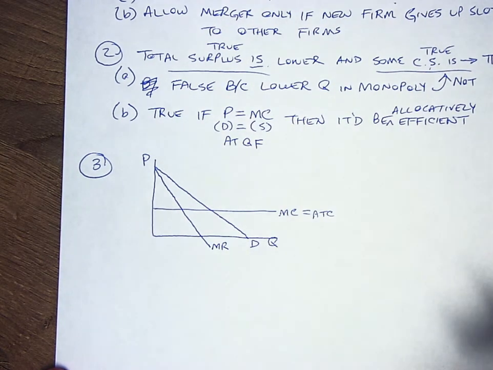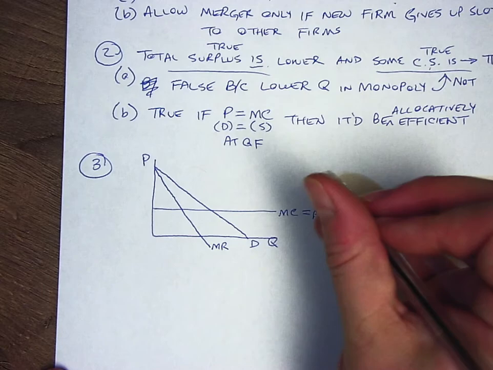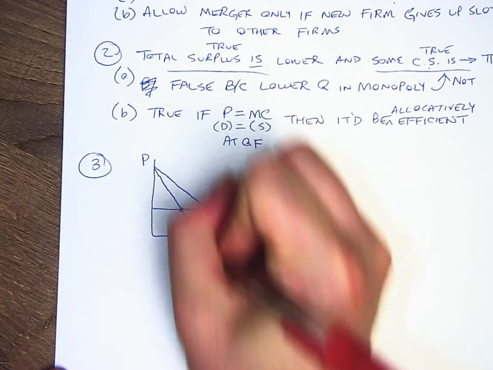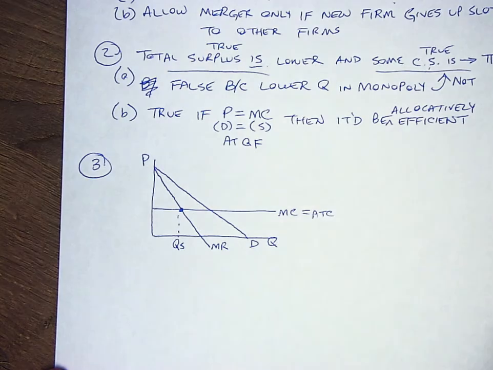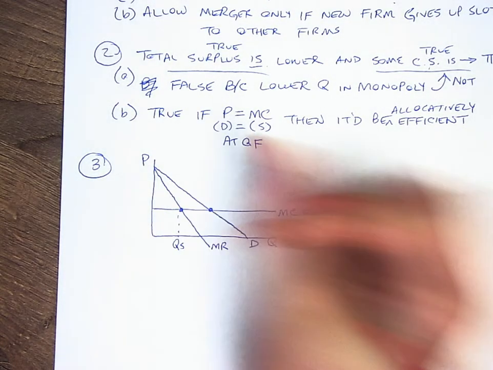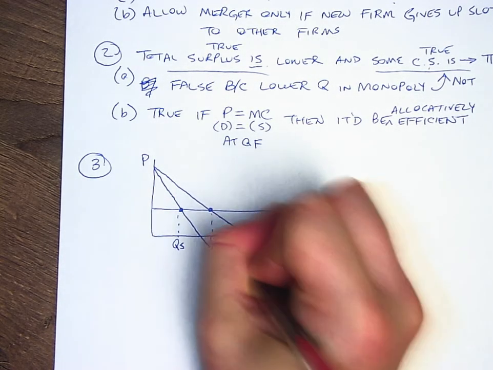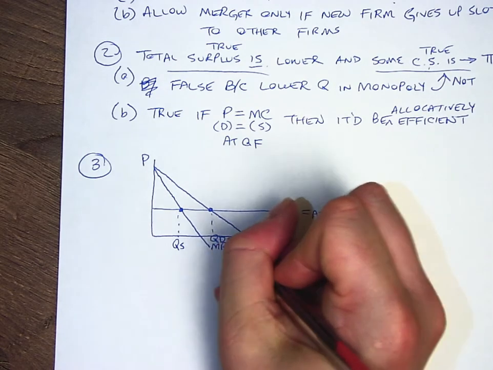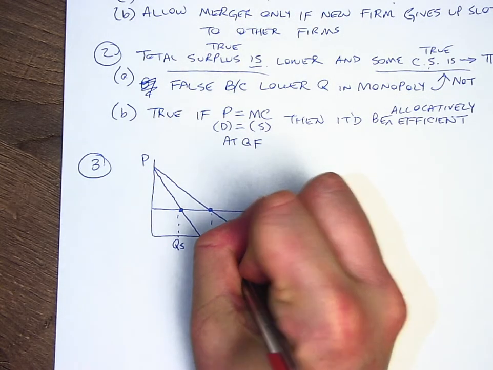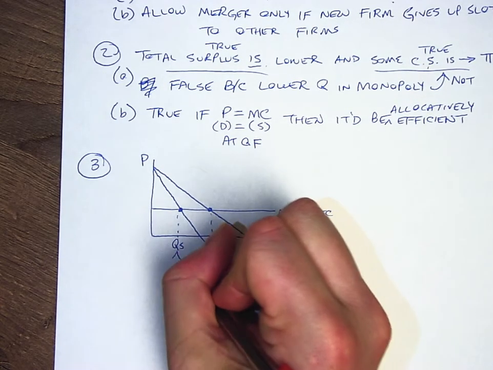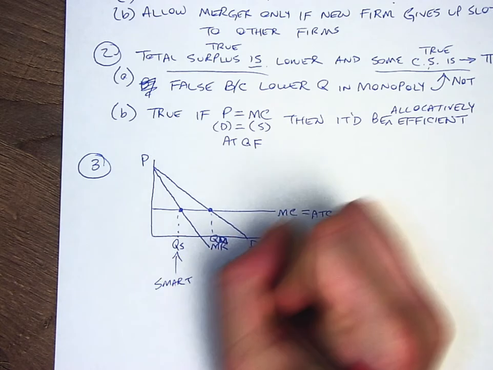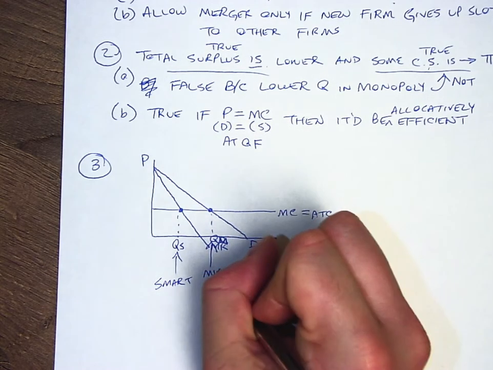Now the smart firm is going to produce here, at this quantity. So I'm just going to say quantity smart, and then it says what's the quantity that the dumb monopolist produces. They're going to produce where the demand curve equals marginal cost. So that's quantity dumb, or maybe we should say misguided. Yeah, quantity misguided. So smart, and that's a little hard to read up there, sorry, misguided.